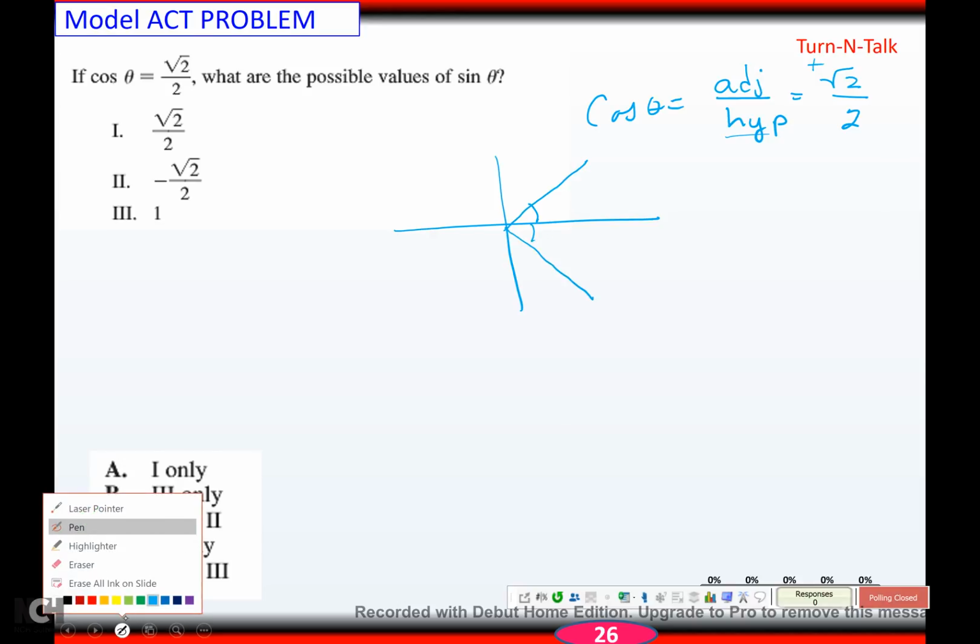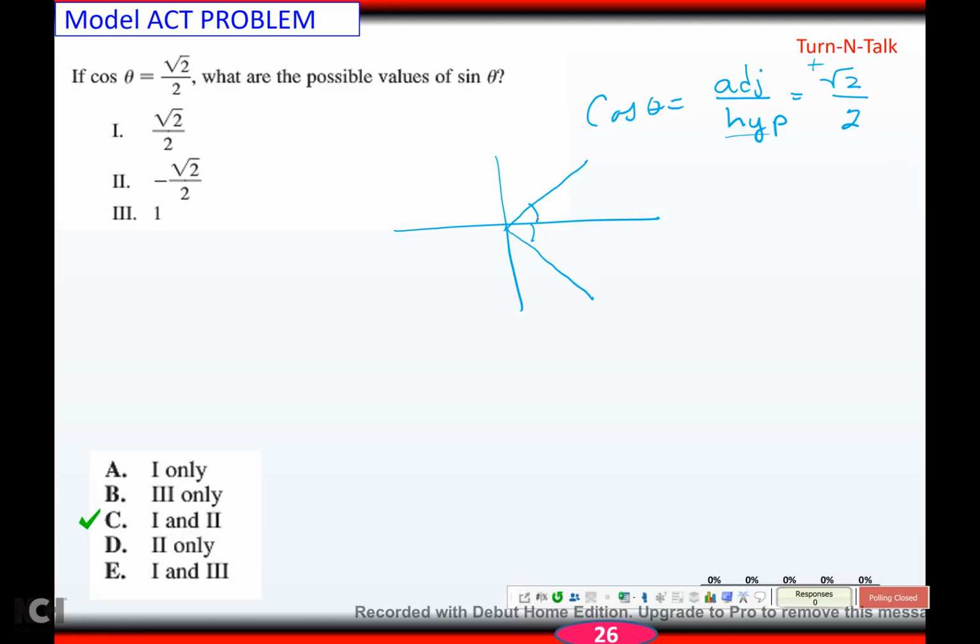And let me show you why. Okay, if I do this measure, this would be adjacent, which would be the square root of 2, and this would be hypotenuse, which would be 2. But I could also go positive square root of 2 and go to here. Dang it. Okay, so I would also have this one as possible. Well, they want to know sine. Well, if this is 2 and this is the square root of 2, to figure out this leg, that would be my opposite to get my sine.